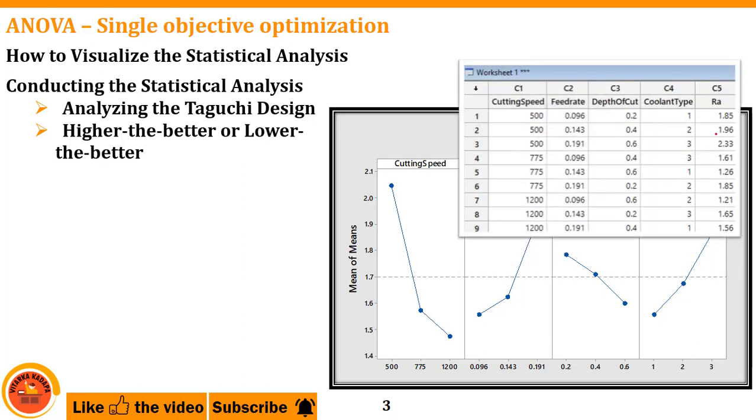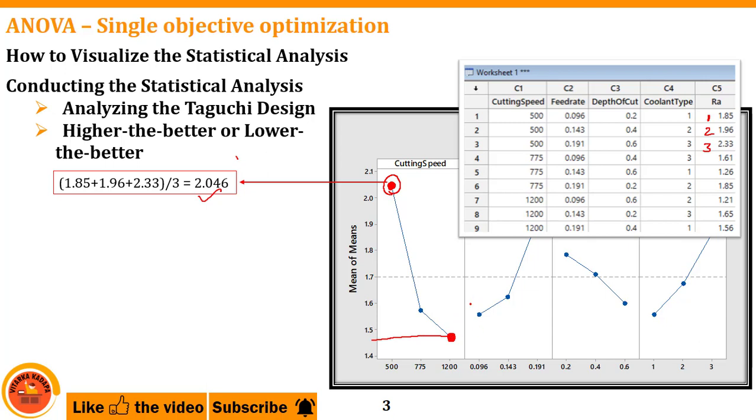If you observe, these are our Ra outputs, and here see this peak point. How do we get this peak point? By adding the corresponding levels, 500 at which level, 1.85, 1.96 and 2.33 divided by 3, we get the average as 2.046. This is where we get the maximum mean value. Similarly for the low value, this corner point will be somewhere between 1.4 and 1.5. We can estimate that using this formula: 1.21 plus 1.65 plus 1.56 divided by 3 gives 1.473.